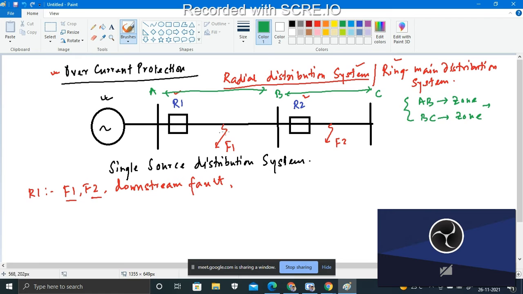I take both as anti-clockwise. The fault will be visible by the relay R1 in this way, because of the anti-clockwise. A downstream fault of R1. Whatever the faulty current for this particular fault, you write IF1, as well as the R1 is representative of RA, R2 is representative of RB, and R3 is representative of RC. The faulty current will be IF1 and IF2.